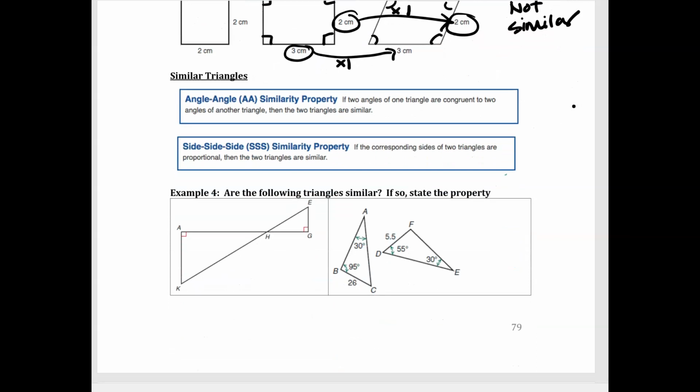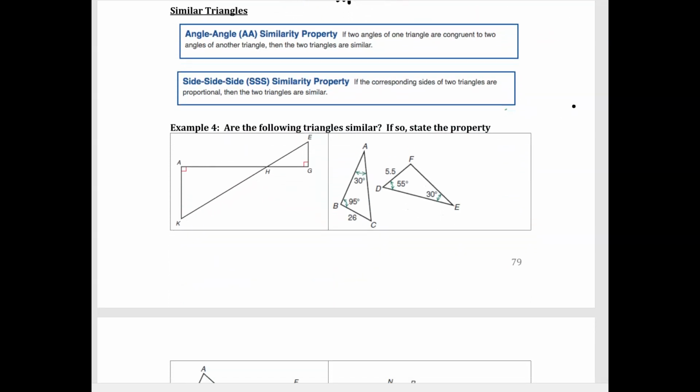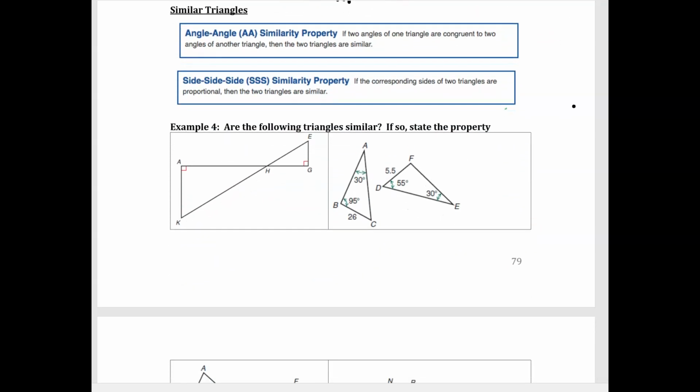Okay, so let's talk more specifically about triangles. So we talked about the two conditions that need to be in place in order for polygons to be similar. With triangles, there's some properties that we can use to help us determine if triangles are similar if we don't have all of the information. So let's take a look at this example 4, the first one, the first box, and then we'll come back to these properties and I'll talk about them.